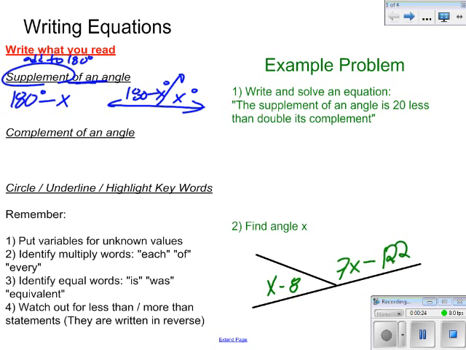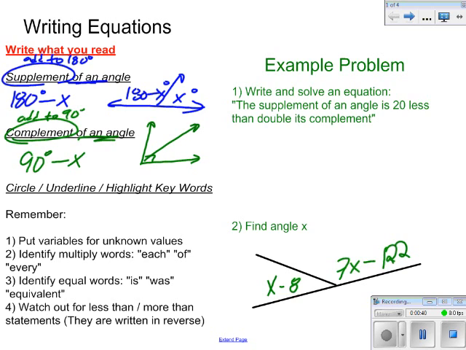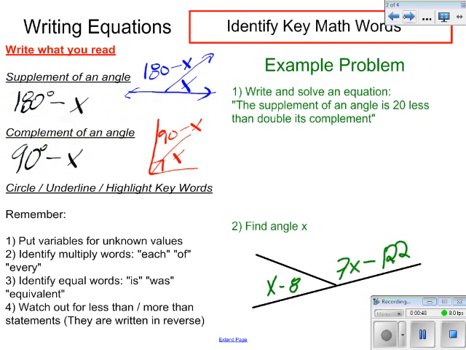Complementary angles add up to 90 degrees, so the complement of an angle is the leftover of an angle. So it would be 90 degrees minus x. And that would be a case where you have x as your angle, so the leftover would be 90 degrees minus that. Alright, so whenever you read supplement of an angle, always write 180 minus x, complement of an angle, 90 minus x.